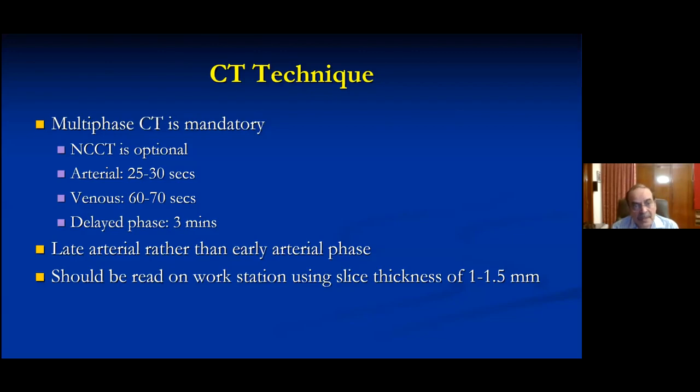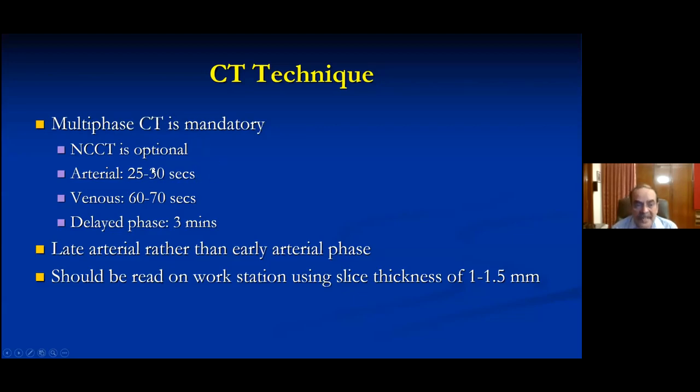Just a quick word about the CT technique. As I said, if you're doing a dedicated CT for evaluating a liver lesion, it must be a multi-phase CT. It's better to use the term multi-phase rather than triple phase because the phases differ from one institution to another. A non-contrast CT is really optional. We don't use it, at least in our institution. We don't find it useful. We acquire images in the arterial phase, which starts at about 25 to 30 seconds from the beginning of the contrast.